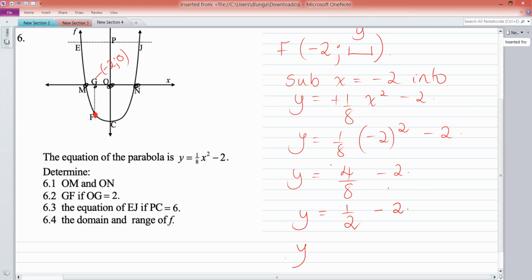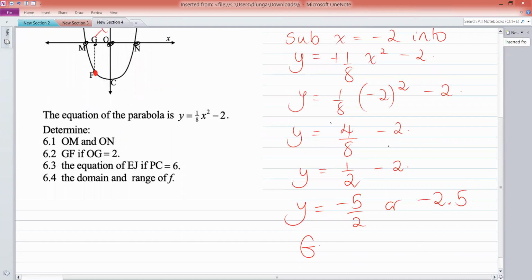Okay, I get -5/2, or you could write it as -2.5. Okay, so the distance now from G to F. Okay, remember distance, it's 2.5 units. We get rid of the negative sign.